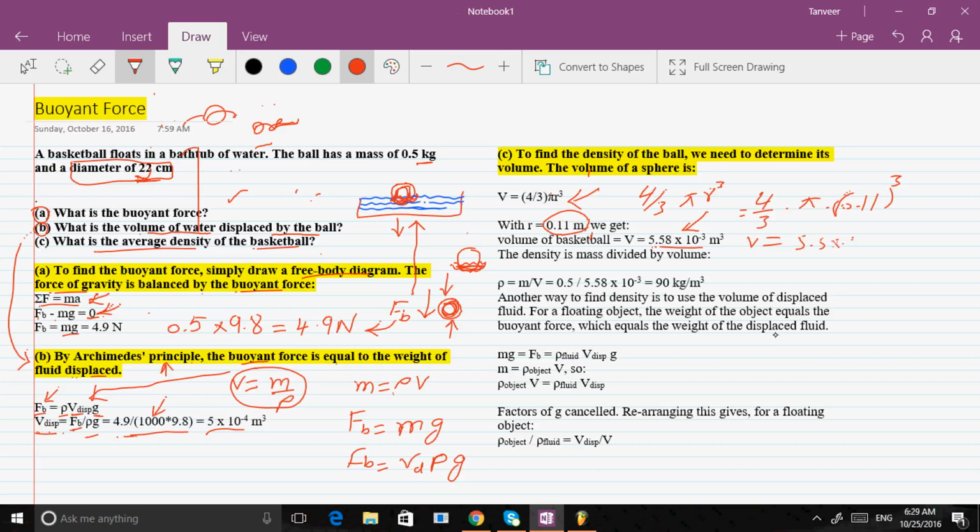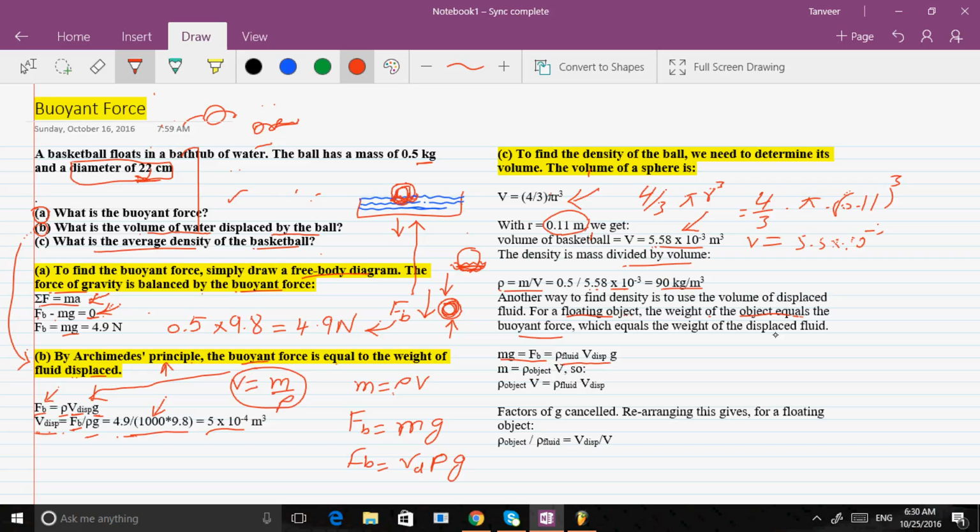and that is our volume, 5.5 times 10 to the minus 3. Alright, the density is the mass divided by volume. We are very well aware of this formula, and by using the values, mass 0.5 divided by the volume, we found that the density equals 90 kilogram per meter cube.